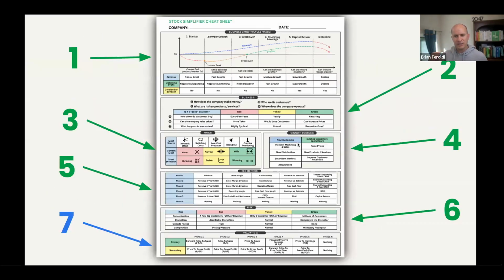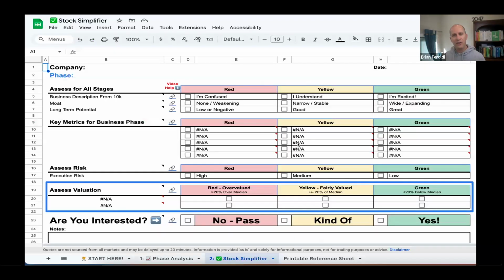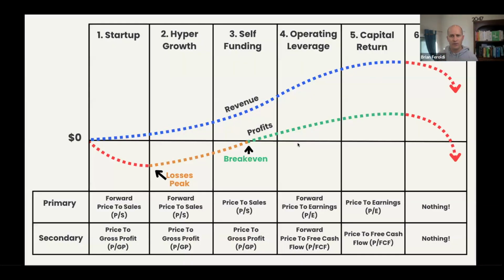Okay, next thing to check. Finally, we know about the business. We've done all the analysis. Valuation time. Do we think this is cheap, fairly valued, or overvalued? One of the reasons we did the business growth cycle analysis first is because the valuation method you should use changes depending on which phase the company is in. We have identified that Apple is in the capital return phase, so the primary method we should judge it by is the PE ratio, with the secondary being the price to free cash flow.